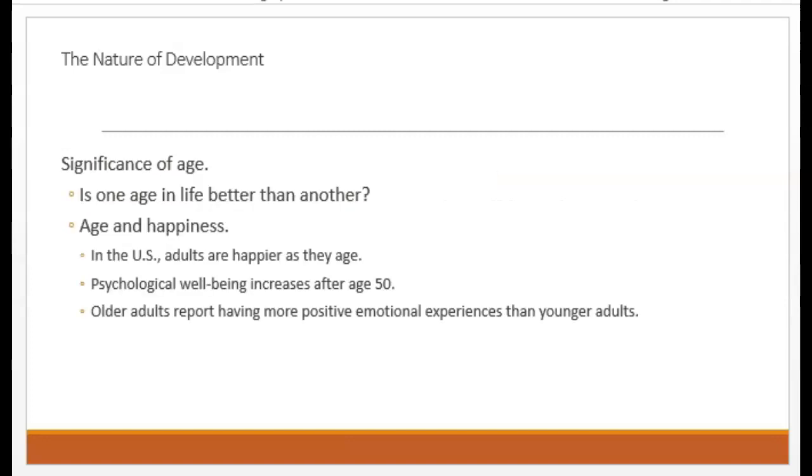How important is age when trying to understand an individual? The different developmental periods can tell us some things about a person, but there are plenty of individual variations. In general, adults tend to get happier as they age. You can't think of aging only in terms of physical aging. They're also developing psychologically and socially.